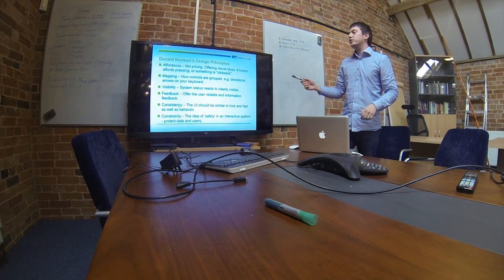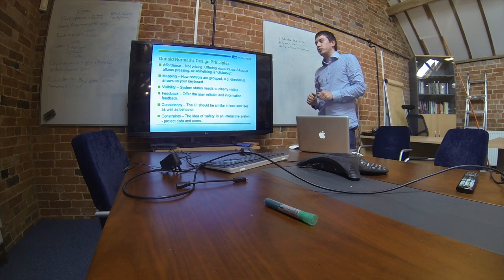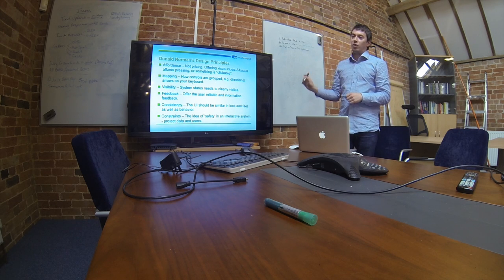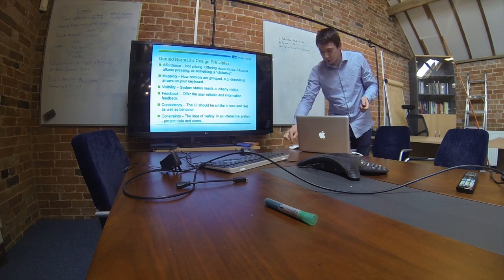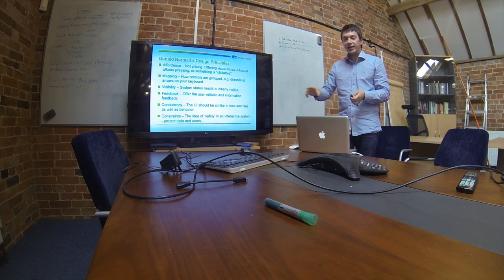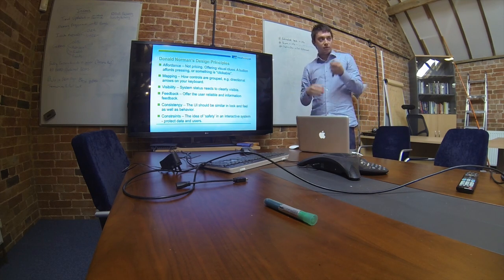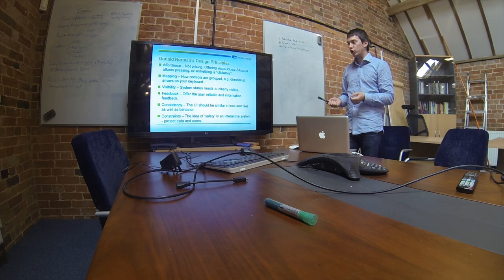So some of these are really obvious, some of them are not. You may have heard me talk about affordance before. It's not pricing, as some people seem to think it is. It's offering the user visual clues. So a button affords to be pressed. A mouse button is clickable, things like that. A link is something you hover over and click. It's making things obvious, giving them visual clues.